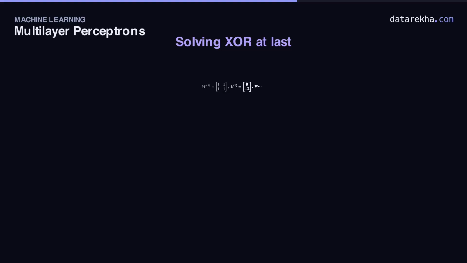Here are weights that do it. Both hidden neurons read the sum x1 plus x2, but at two different offsets. The output then combines them with weights 1 and minus 2 and a bias of minus a half.